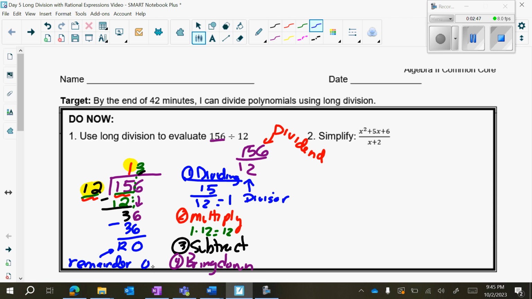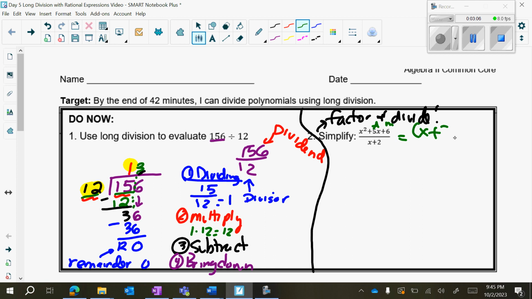All right, I want you to remember those steps because we're going to revisit them in a second. Now, if you look at number 2, it says simplify. Simplify is code word for factor and divide whatever you can out, okay? So can we factor the numerator? I'm hoping you're going to say yes, we can. We're going to do x plus 3 and x plus 2, multiplying to 6 and adding up to 5 in the middle, right? And then the denominator, you just kind of leave it alone. I'm hoping you're going to say we're going to cancel or divide out x plus 2 because x plus 2 divided by itself equals 1. And we end up getting an answer of x plus 3, okay?